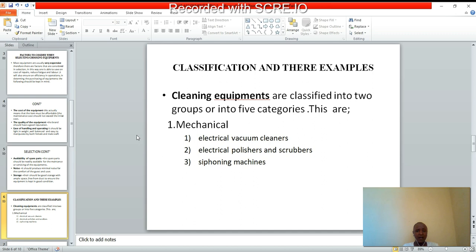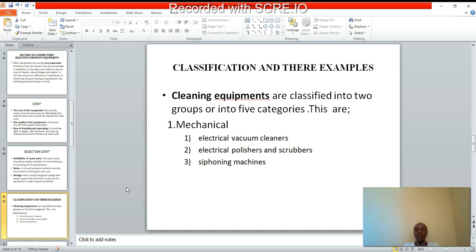We had also said that we shall look at the classification of equipment. Cleaning equipment are classified into two groups or five categories, as we had said initially. Category number one is mechanical. Under mechanical, we have electrical vacuum cleaners, electrical polishers and scrubbers, and siphoning machines.